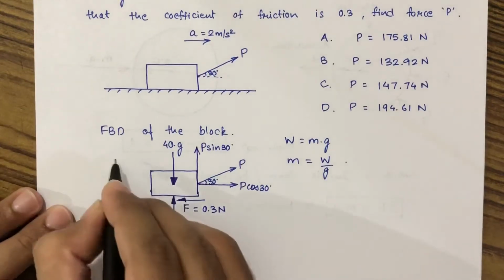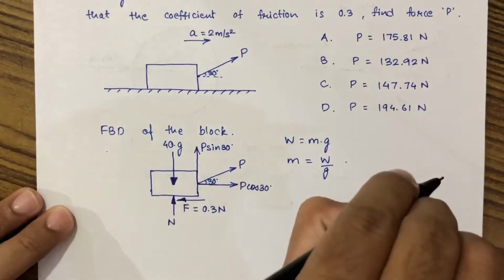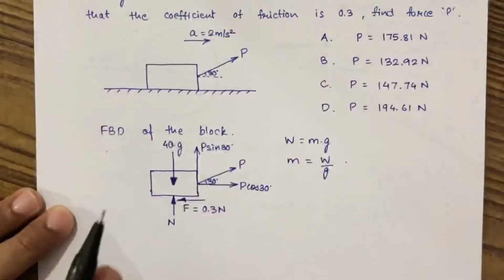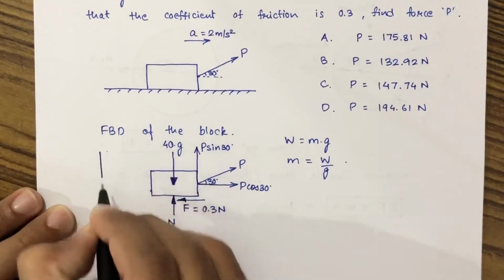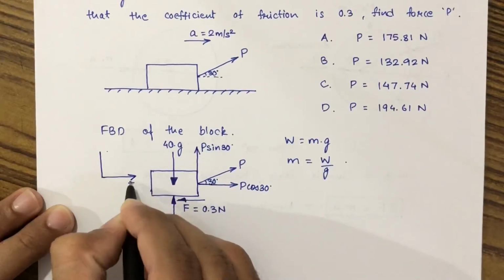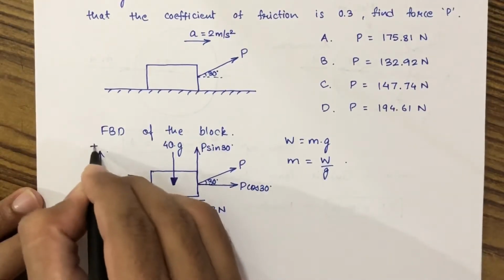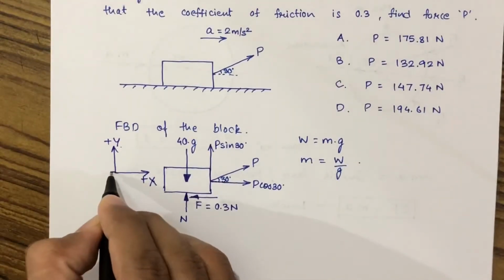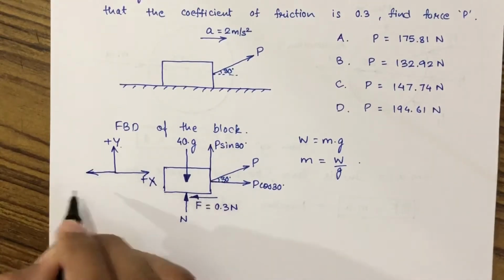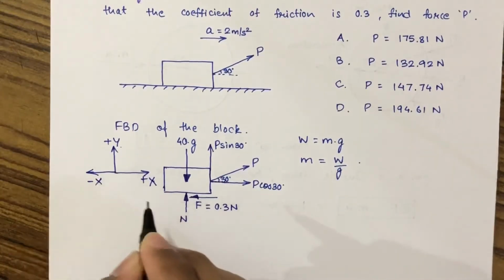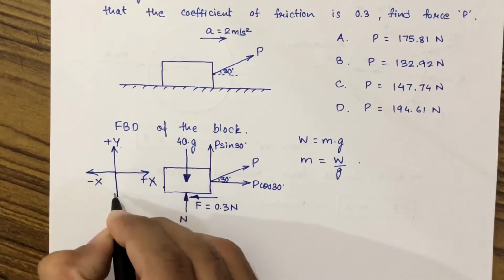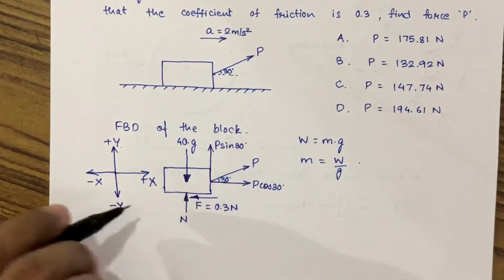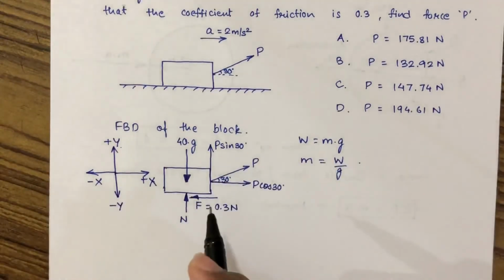Now let us assume that as the block is moving in this direction, acceleration would also be in the same direction. So let us say that this is the plus x direction and this is the plus y direction. If it goes in the other direction of plus x, then it will be minus x. If it goes in the downward direction of plus y, then it will be minus y. We are assuming this because the block is moving in this direction.